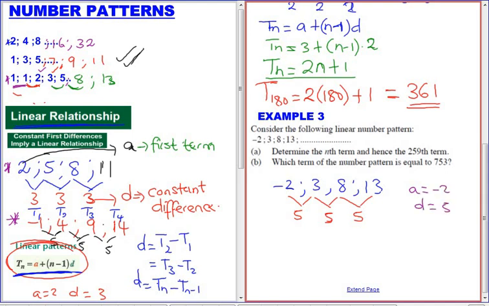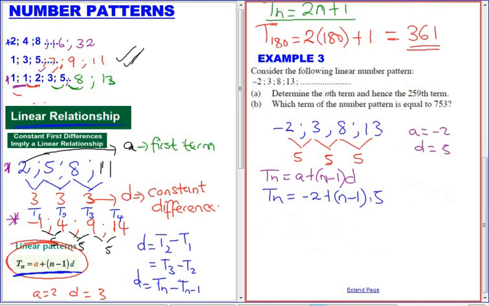And then from here, we just get the general term. So you want to find the nth term. If it's the nth term you want, the nth term you shall find. So here it is. You substitute your first term as negative 2, and then you have n minus 1. The common difference is 5. So when you simplify that one, it should be 5n.